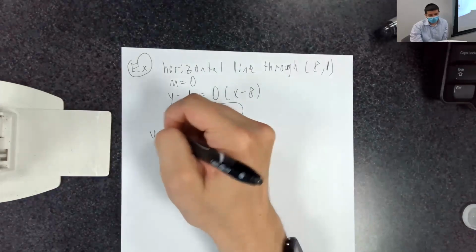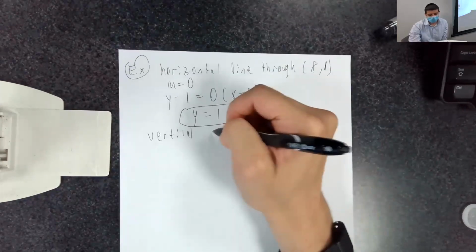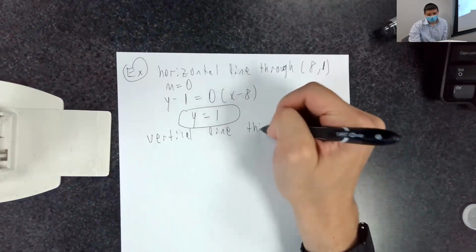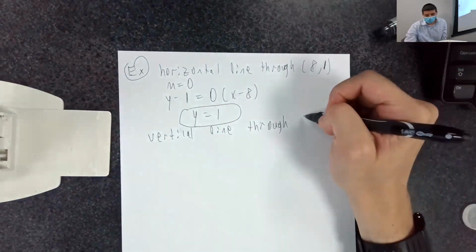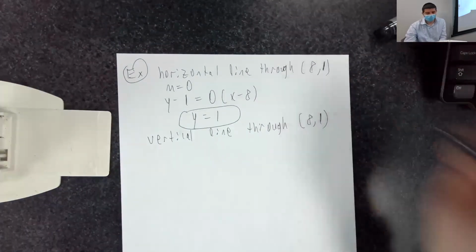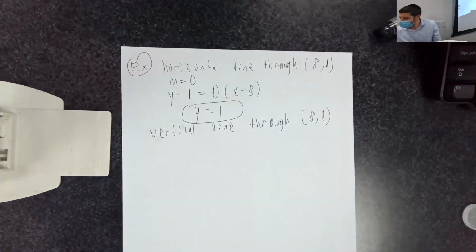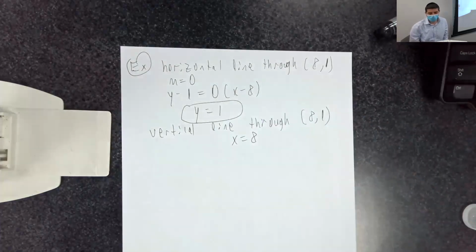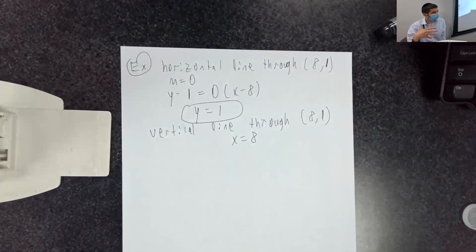Okay. How about a vertical line? What is that? A vertical line through (8, 1). Selena? X is equal to 8. X equals 8. Right. How did you get that? Because what slope do we have? There's no slope. We don't really have a defined slope. If you try to use the formula, the denominator would be 0. In your slope formula, vertical lines have a 0 denominator.